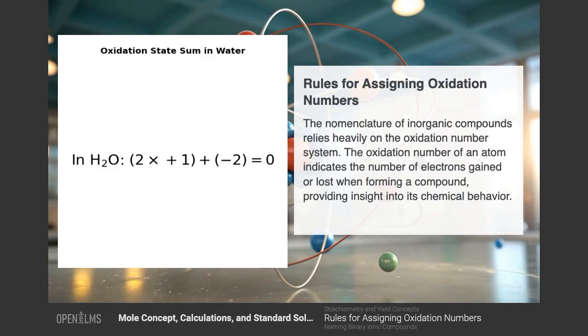Rules for assigning oxidation numbers. The nomenclature of inorganic compounds relies heavily on the oxidation number system. The oxidation number of an atom indicates the number of electrons gained or lost when forming a compound, providing insight into its chemical behavior.